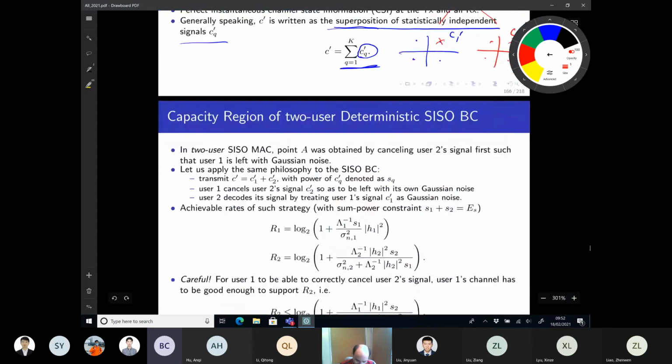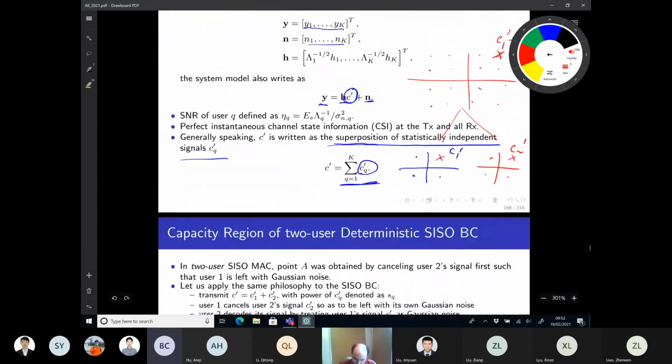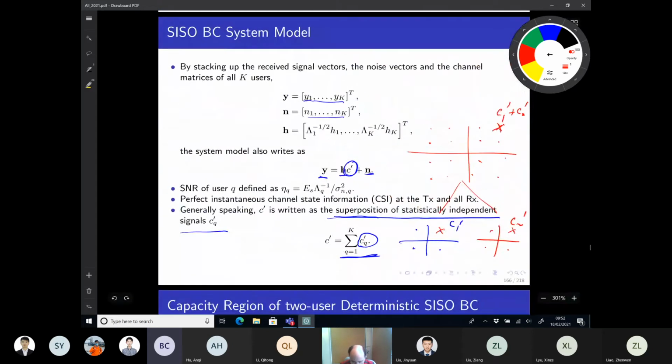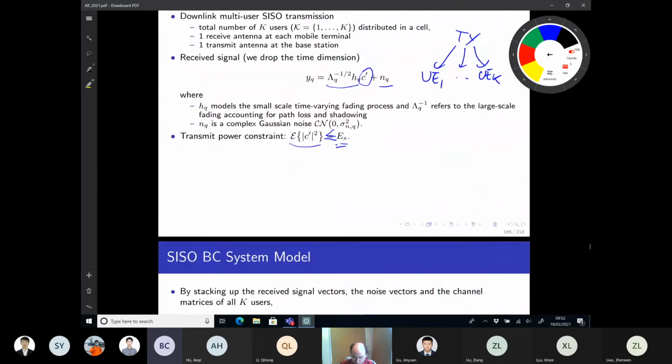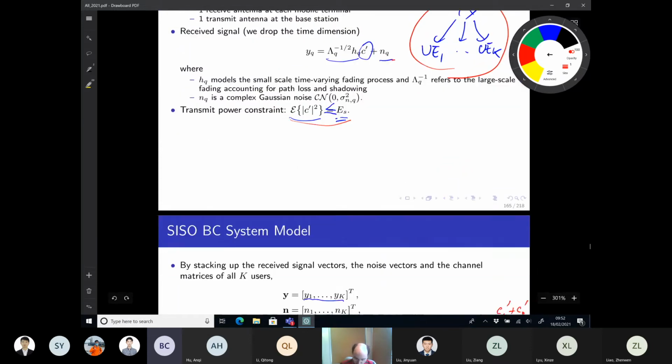Right, so the question here is: what is the capacity now of this ISO broadcast channel? What is the capacity region of these scenarios, again when I have AWGN noise and an average power constraint?